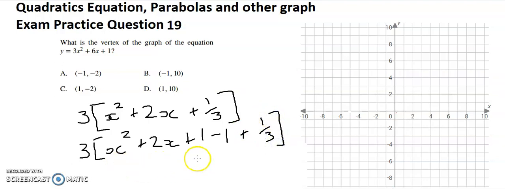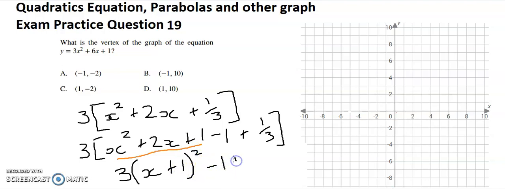Now the next thing I think about here is that my equation hasn't changed at all. I'm just looking at this first part, which is x squared plus 2x plus 1, and I'm going to complete the square. So if I complete the square here, that's turning it into 3 times (x plus 1) squared minus 1 plus 1/3.